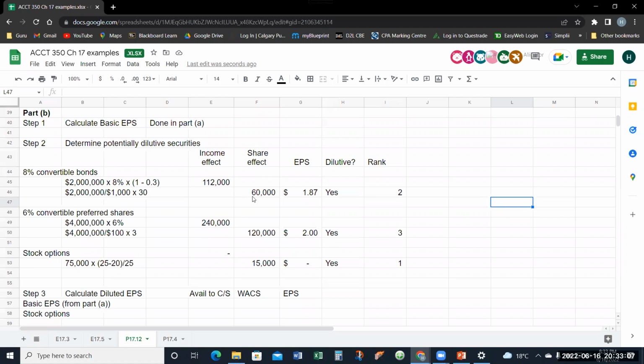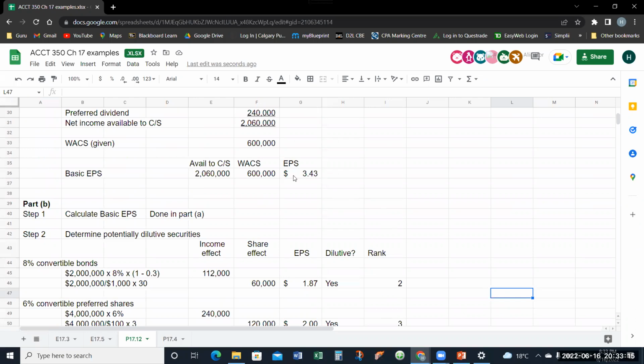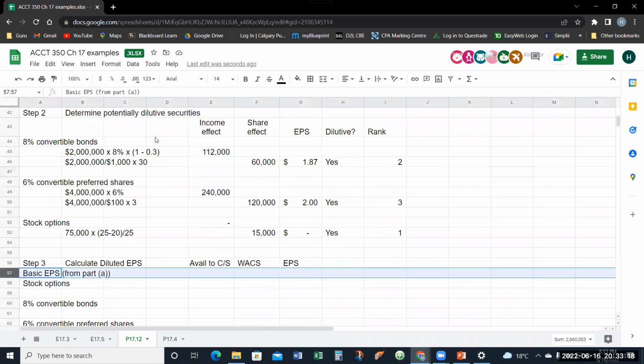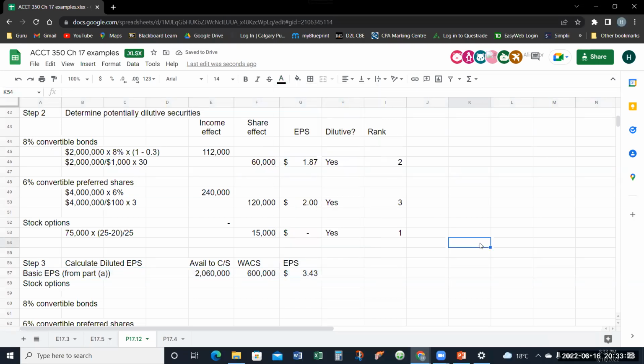All right, so we've ranked. Now it's time to calculate diluted EPS. Start with basic earnings per share. We already did that math in part A. So basic EPS is $3.43. Now, you're going to first introduce the stock options. They bring with them $0 to net income. Nothing is added back to net income for the stock options, but they are going to result in 15,000 shares. I said I'll explain what that 15,000 means. I will, but for now, assume that the share effect is 15,000.